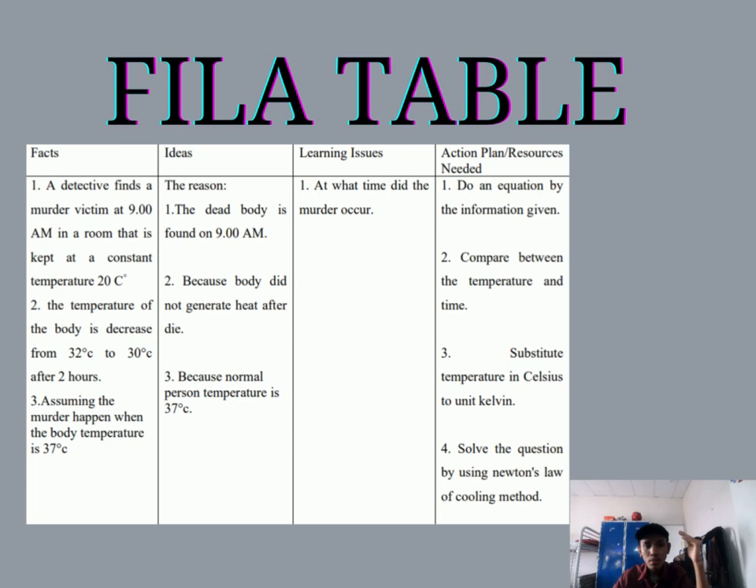Next, I will explain about the table. In the column facts, we get 3 facts: first, a detective finds a murder victim at 9 a.m. in a room that is kept at a constant temperature of 20 Celsius. Second, the temperature of the body decreased from 32 Celsius to 30 Celsius after 2 hours. Third, assuming the murder happened when the body temperature is 37.